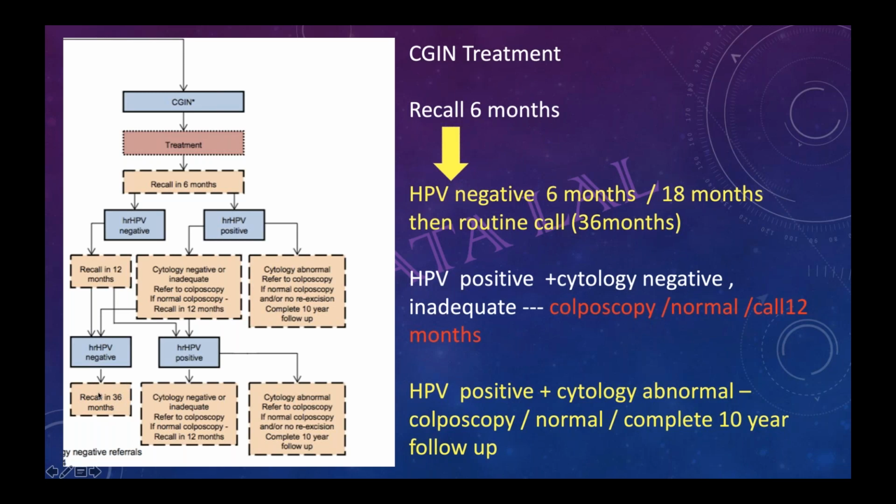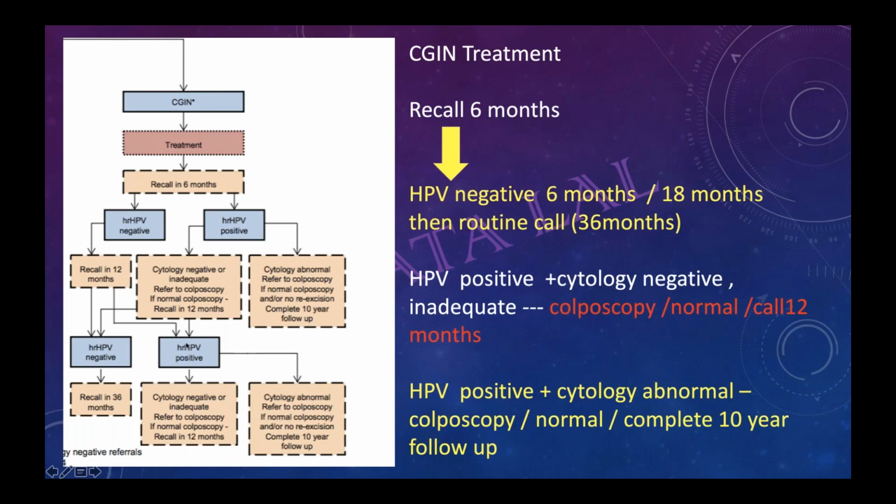Here if it is negative, she can go to recall, but if here again it is positive, then in that particular situation, anytime she is negative, she will come here. Again, when you call this patient after 12 months, if the cytology is inadequate, because the HPV was positive, you will send this patient to colposcopy. Because cytology was already inadequate or negative, there is a very high possibility of getting a normal colposcopy.